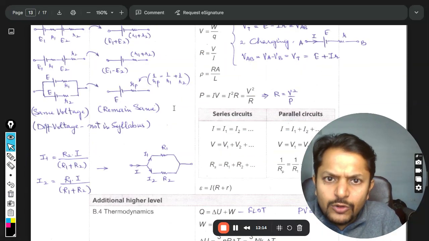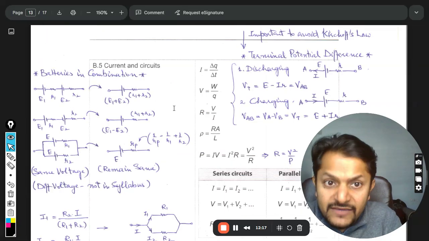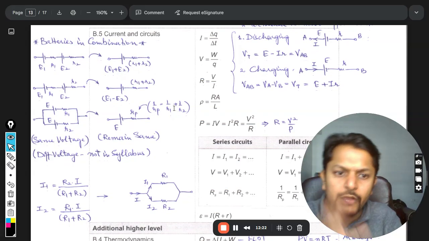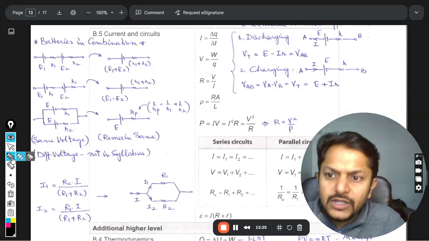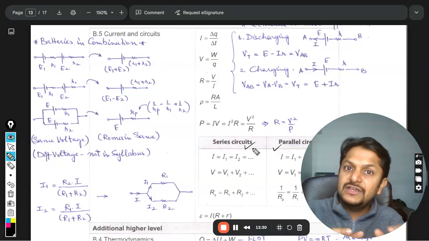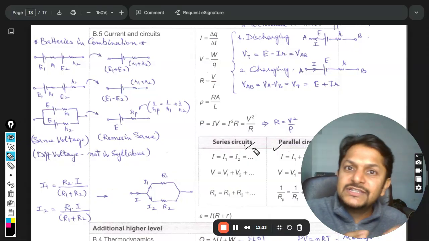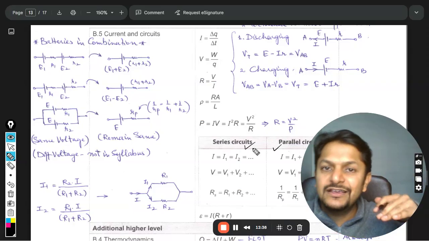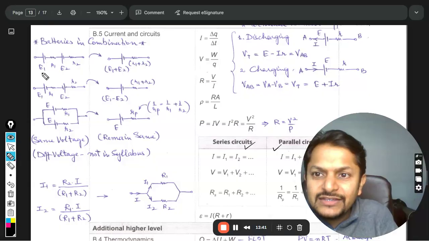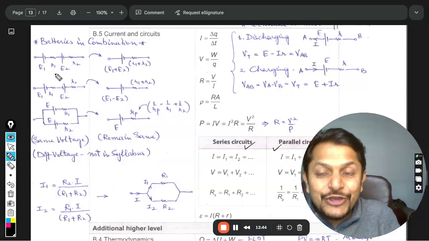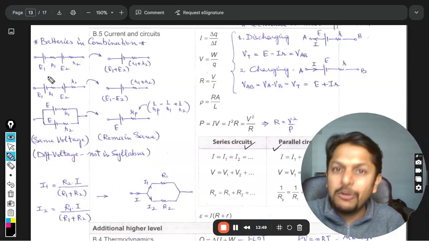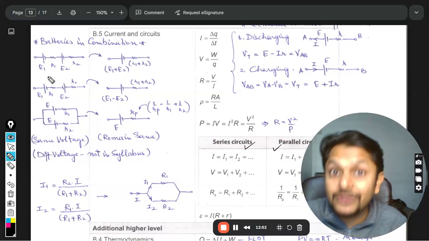So let me go for the formulas that I have given for you. First of all, we are going to go for batteries in combination. These are the resistances in combinations, series and parallel. But instead of resistances, we can also use batteries in series and parallel. The problem with IB is that I think the books are not teaching batteries in combination properly, but they are asking questions on the same.